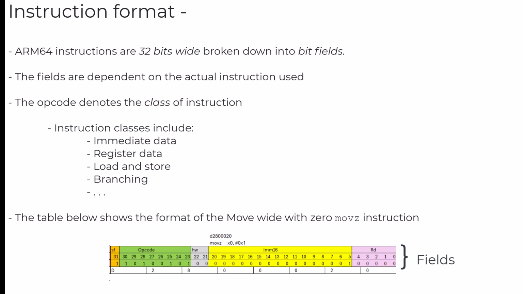In this case, we're using the move wide with 0 instruction. And here we have 2 bits, HW, which signify how much of a shift that we want to do. So we'll look at the move 0 instruction in a little bit more detail later on.